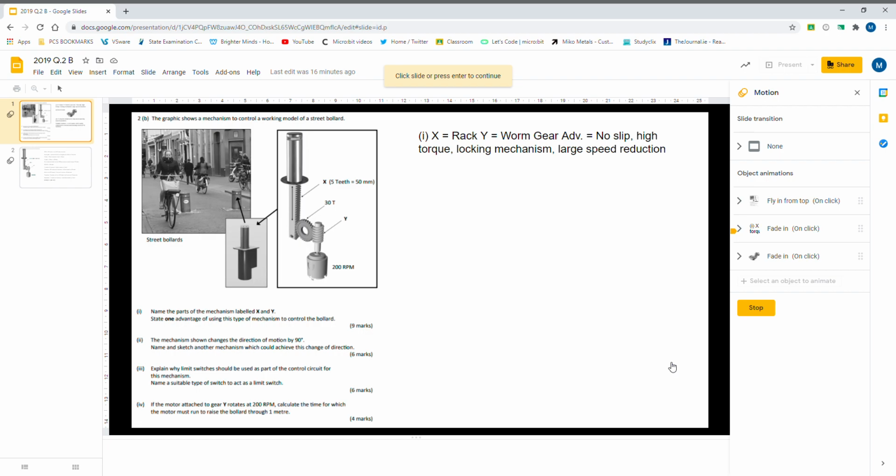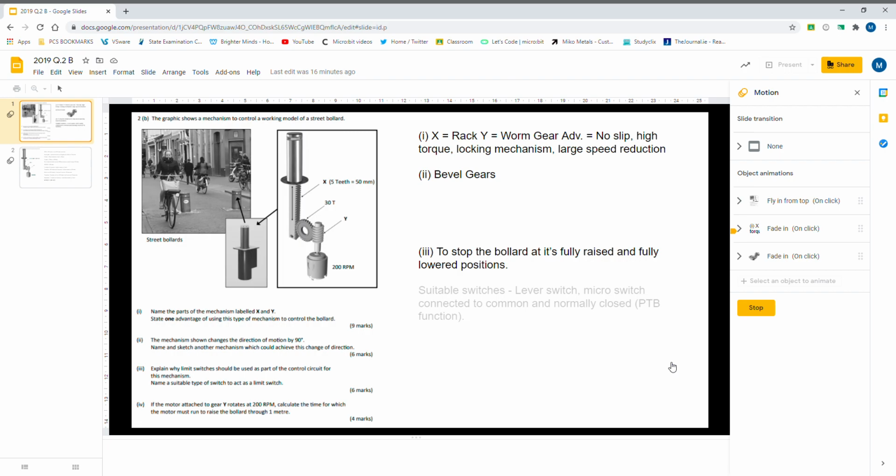Part two then, you're asked, the mechanism shown changes the direction of motion to 90 degrees. Name and sketch another mechanism which could achieve this. That's bevel gears. Part 3 then, explain why limit switches should be used as part of the control circuit, so to stop the bollard at its fully raised and fully lowered position. So, i.e. when it reaches ground level, it will shut off the circuit, and when it reaches its fully raised position, it will shut off the circuit.